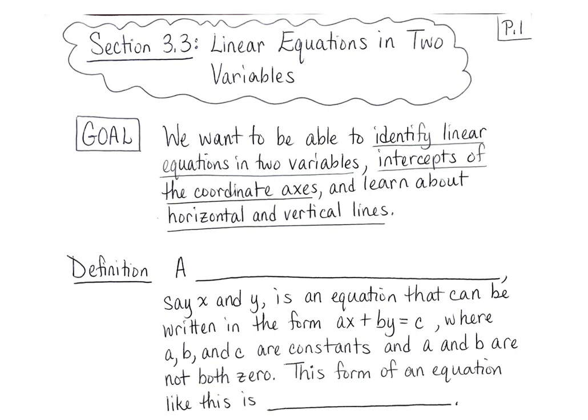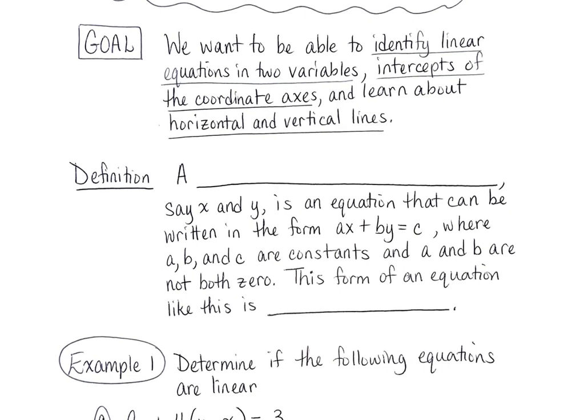Okay, so 3.3, linear equations in two variables. We want to be able to identify linear equations in two variables, intercepts of the coordinate axes, so your x-intercept, y-intercept, horizontal and vertical lines as well. Okay, so that's what we want to be able to do. So let's start out with the definition.